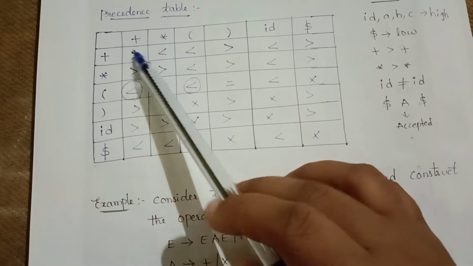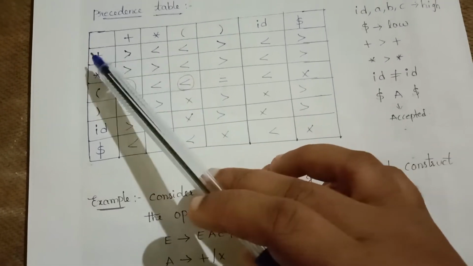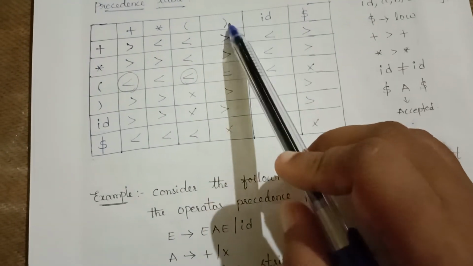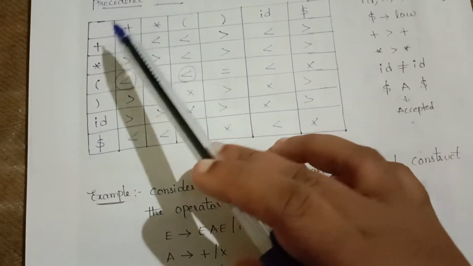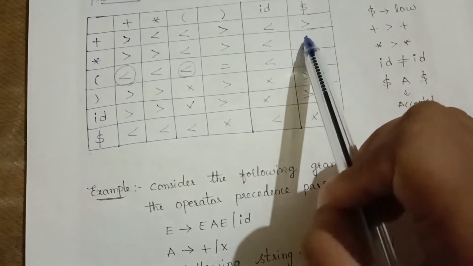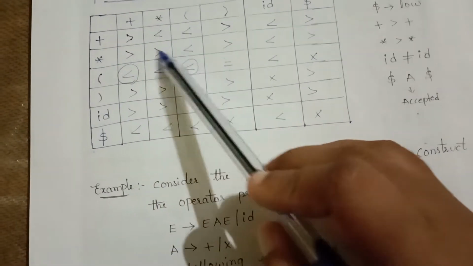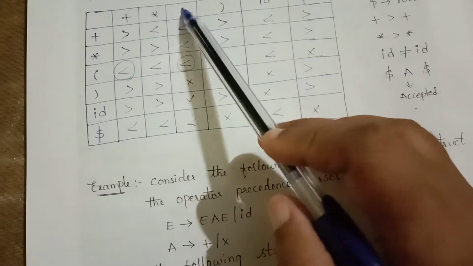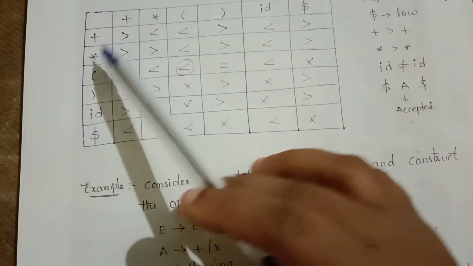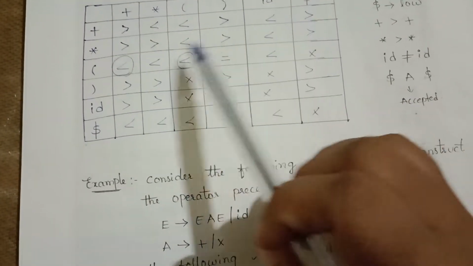Plus on plus is greater than, plus on star is less than, plus on left parenthesis is less than, plus on right parenthesis is greater than, plus on ID is less than, plus on dollar is greater than. Star on plus is greater than, star on star is greater than, star on left parenthesis is less than, star on right parenthesis is greater than, star on ID is less than, star on dollar is greater than.